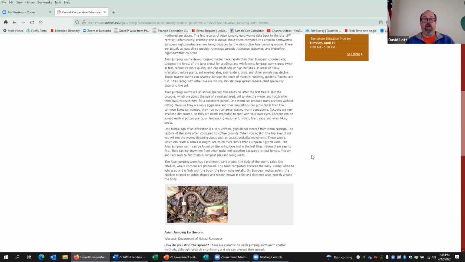They have a very prominent band around their body. So you will see in this picture a very prominent white band here. And that's where the cocoon is produced.